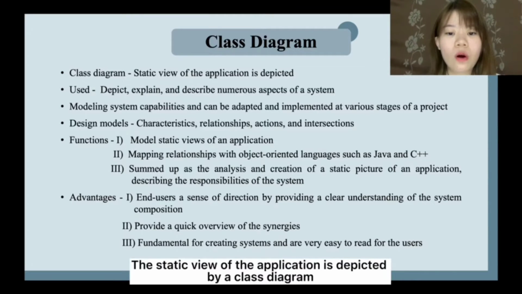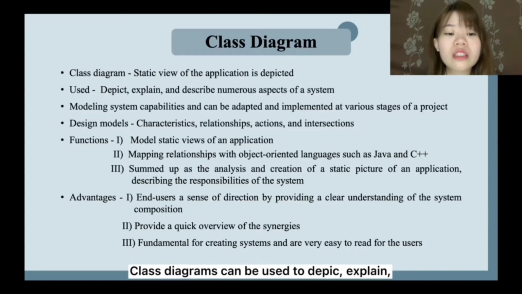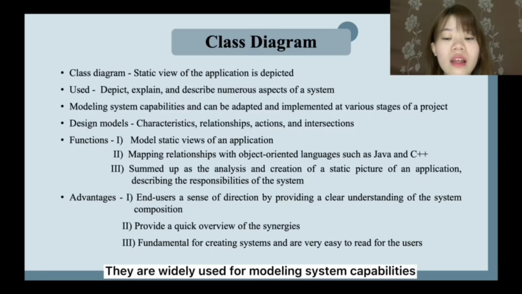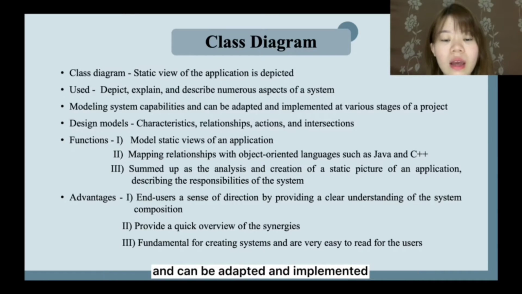The static view of the application is depicted by a class diagram. Class diagram can be used to depict, explain, and describe numerous aspects of a system, as well as to design the executable code and operation flow of a software application. They are widely used for modeling system capability and can be adopted and implemented in various steps of a project.